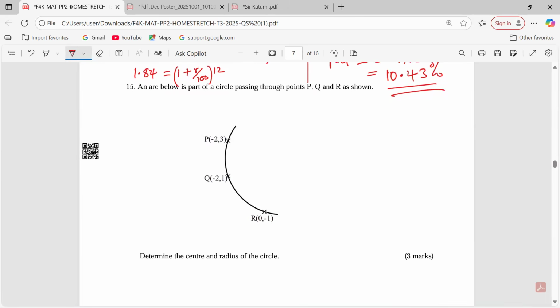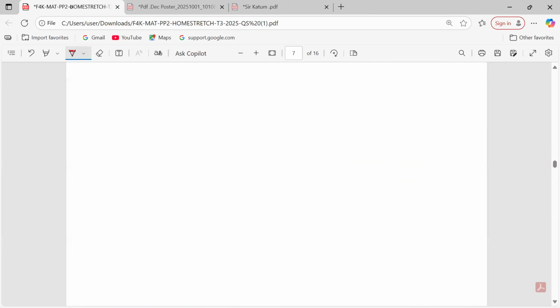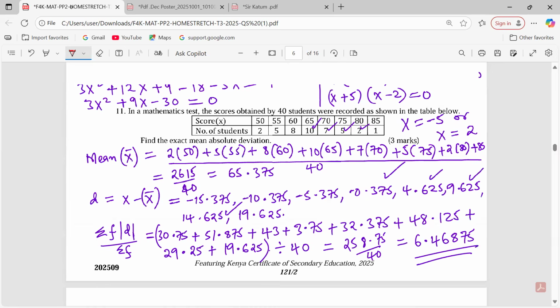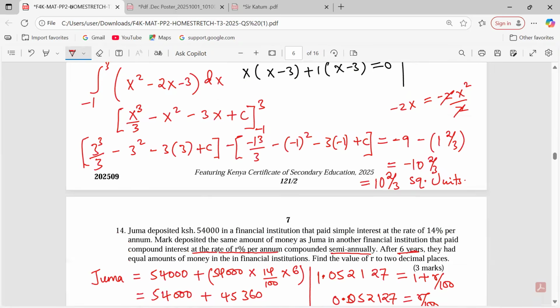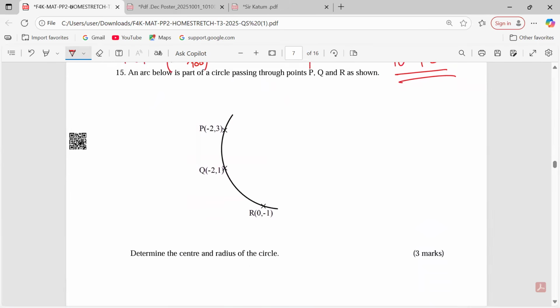Look at number 15. Very interesting question. I'm sorry, the screen is a bit misbehaving because of overuse, but it's stabilizing. And we are also almost through.